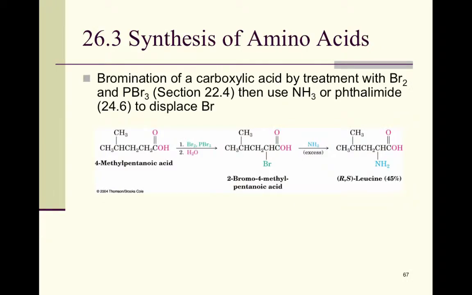Synthesis of amino acids. Bromination of a carboxylic acid: treatment with Br2 and PBr3. These reactions were covered in section 22.4. And then we can use ammonia or phthalimide, back in section 24.6, to displace the Br.